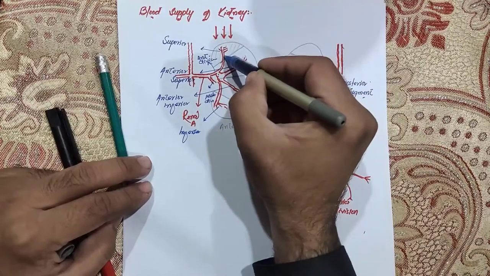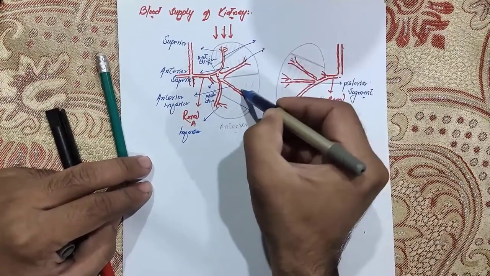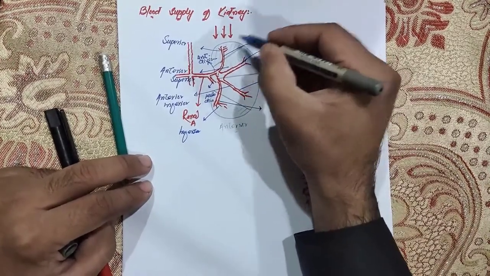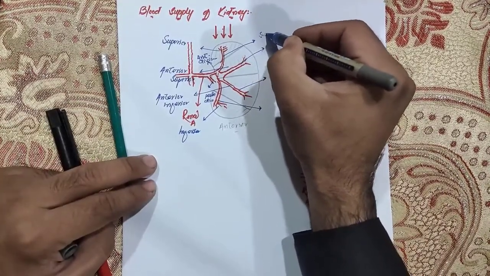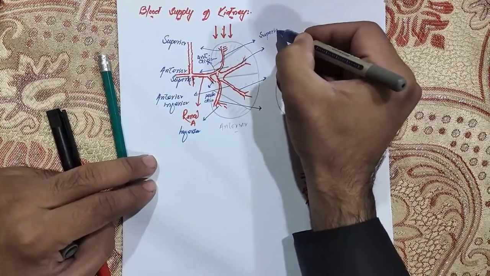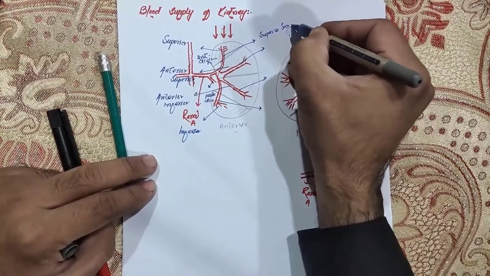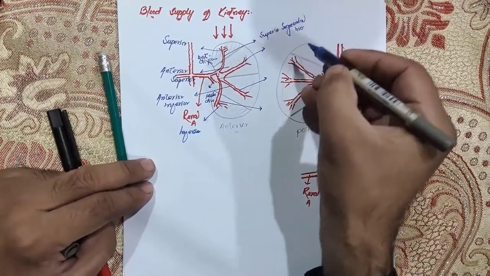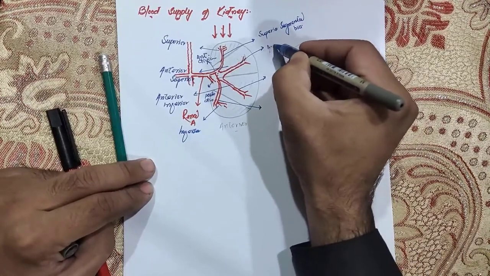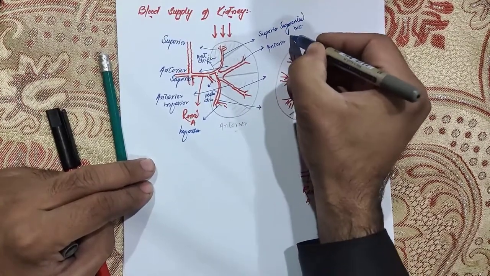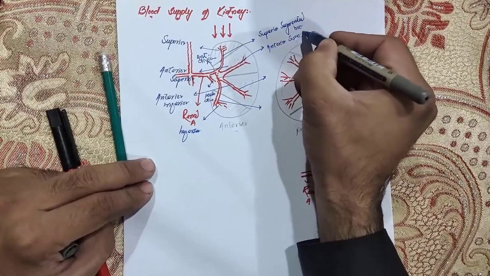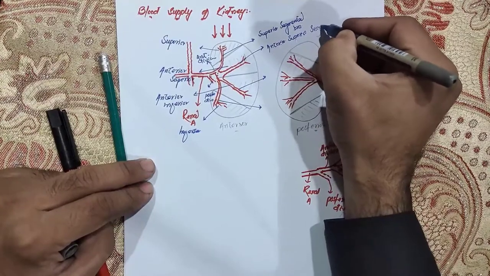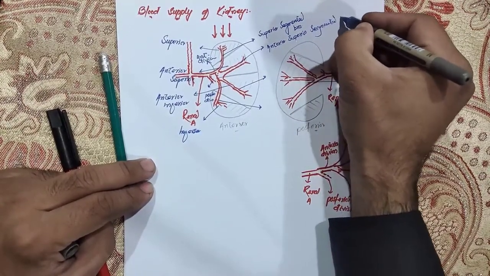Now this anterior division will give how many branches? The four branches. And what are these four branches? You know better, the anterior superior branch, or we just call it superior segmental artery. Superior segmental branch or artery, right? Then this one is anterior superior, okay, and it goes to the superior segment, so we call it segmental artery, done.